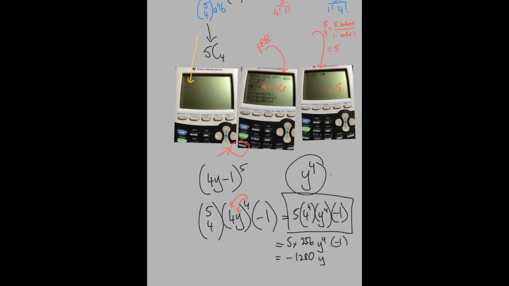1280 y to the power of 4. Let's consolidate that by saying, I want you to tell me what the y cubed term is going to be. This time I'm going to go directly and say, well, I've got the fifth row, 5 choose 3, and then your a is 3, and your b is this time 2. Remember, they have to add up to 5. So let's put this in: 4y cubed, negative 1 squared.